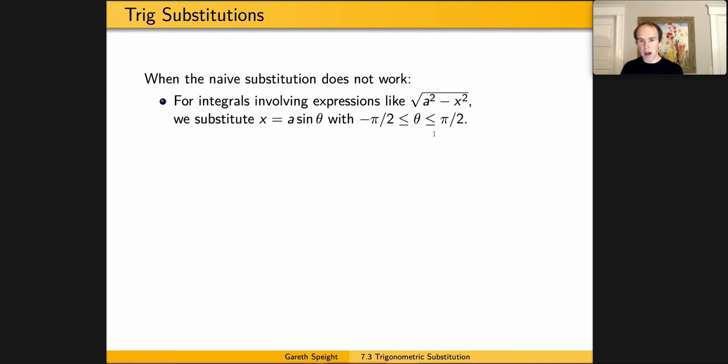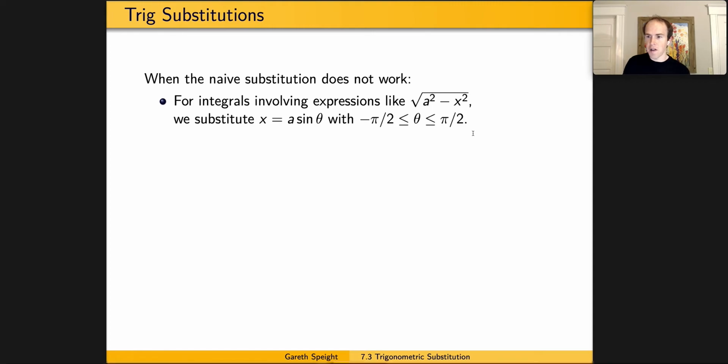And here, it seems a little pedantic, but it's useful to keep in mind what are the values of theta that we're supposed to be using. If we're looking at the square root of a squared minus x squared, the allowable values of x: a squared minus x squared has to be positive. So x has to be between minus a and plus a. So we need to be able to represent any x between minus a and plus a in the form x equals a sine theta. That's okay provided sine theta is between minus 1 and 1. So we can use theta between minus pi over 2 and pi over 2. This is useful to keep in mind as well.